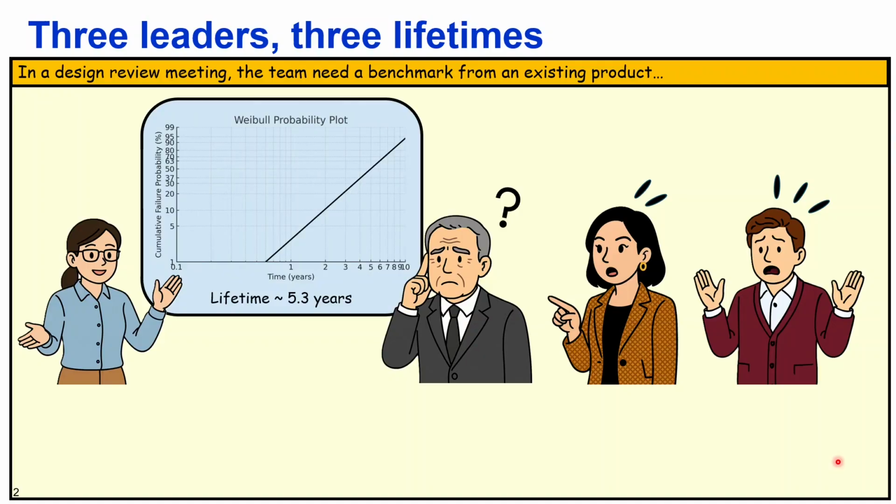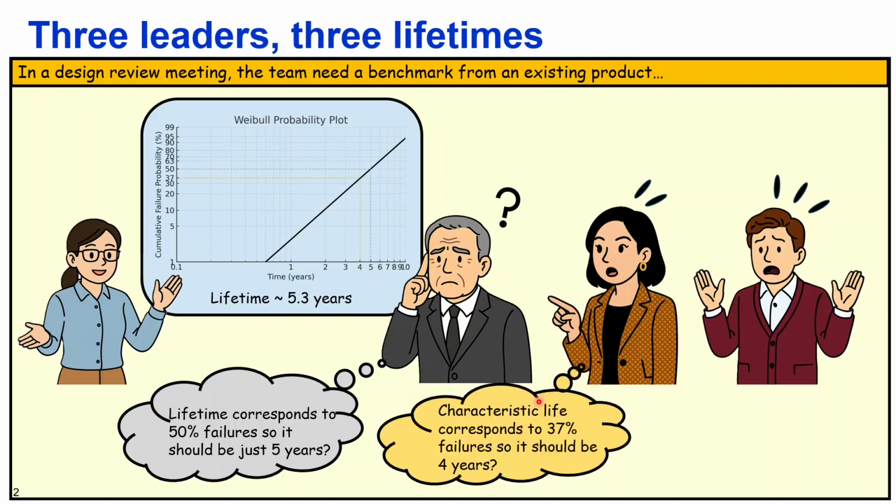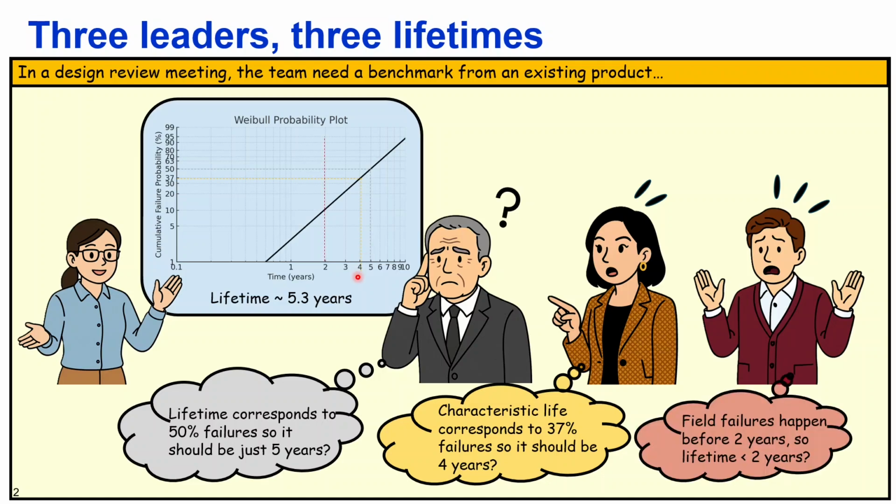Then 3 leaders suddenly jumped out. They gave 3 different opinions. The first leader said, shouldn't lifetime mean 50% of failure, so it should be about just 5 years. And the second leader said, I think lifetime is when 37% of the population will fail, so it should be 4 years. And the third leader said, I saw a lot of field failures happen before 2 years, so how can you say the lifetime is more than 2 years?